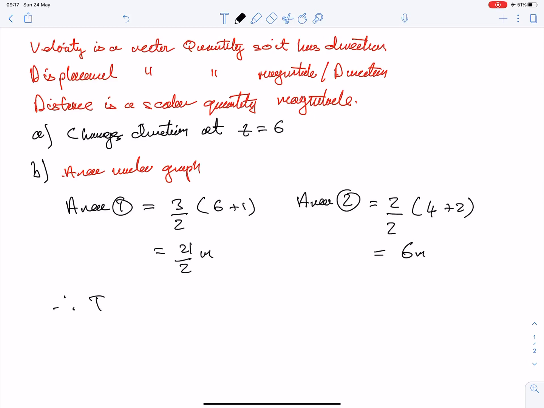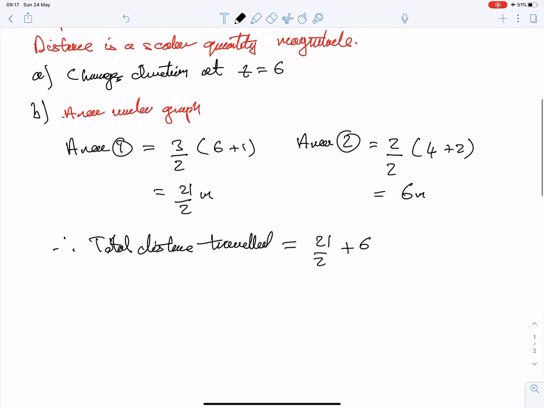Therefore, total distance travelled equals 21 over 2 plus 6, which is 12 over 2, which gives us 23 over 2 metres, which you might prefer to write as 11.5 metres.